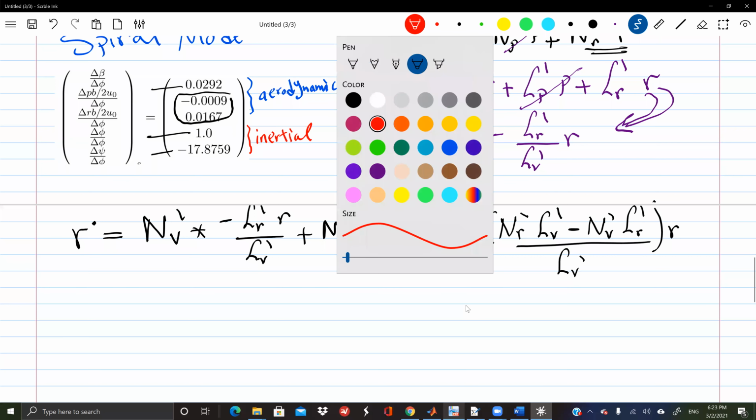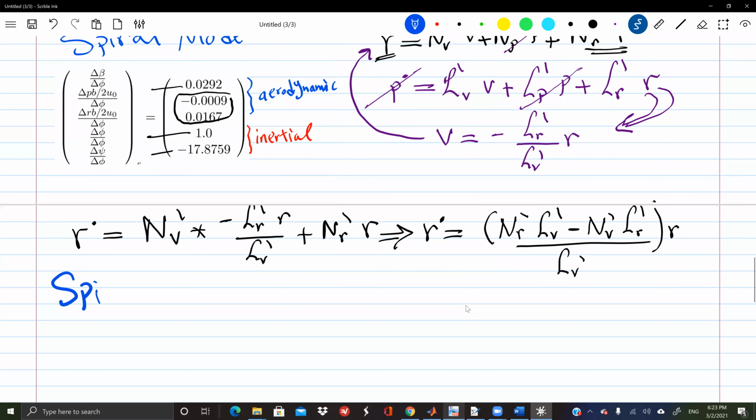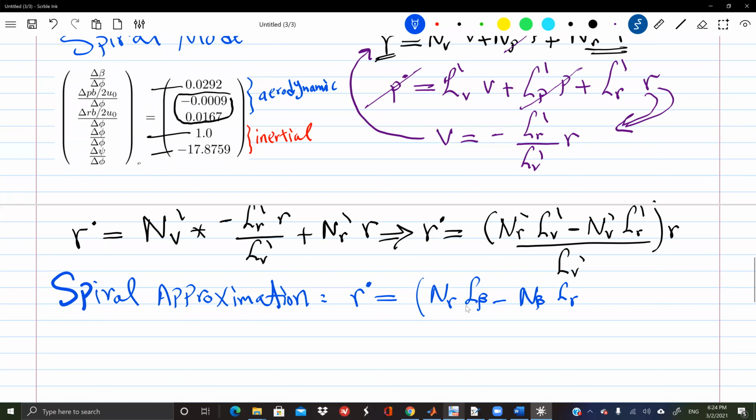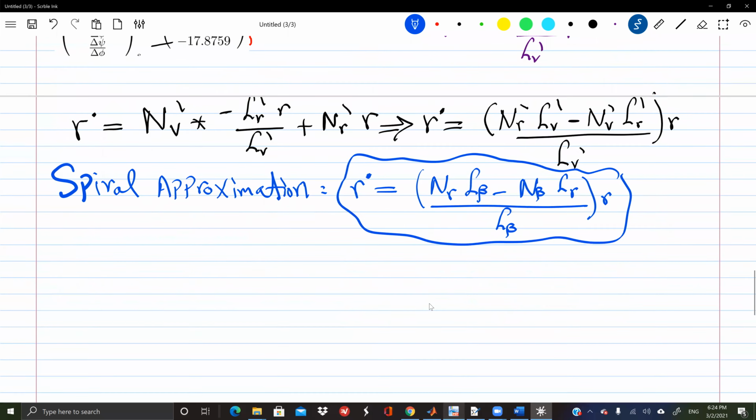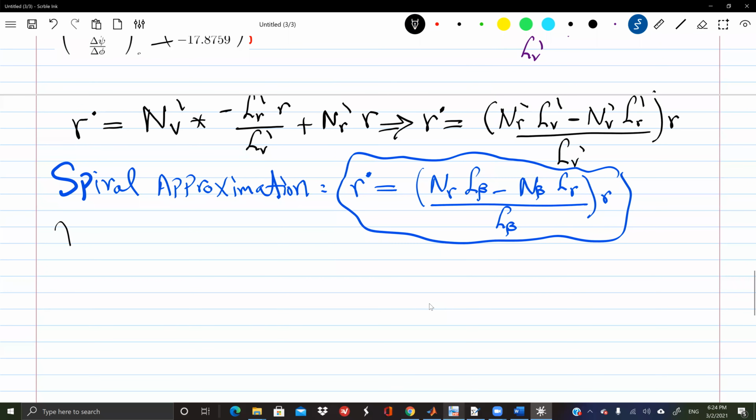So the spiral mode equation, what happened here? Okay, spiral approximation is simply, and again, this is a standard, so feel free to use it directly without derivation. This is NR L beta minus N beta LR over L beta. This is all multiplying R. It's one state. So this is my X dot. So X dot equals A matrix times X. But this A matrix is just a scalar. So as we know, this will be simply my eigenvalue, lambda spiral.